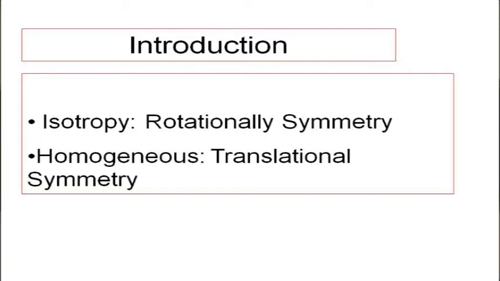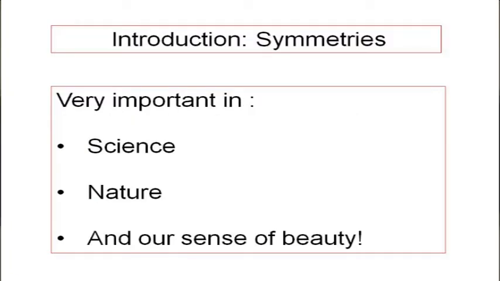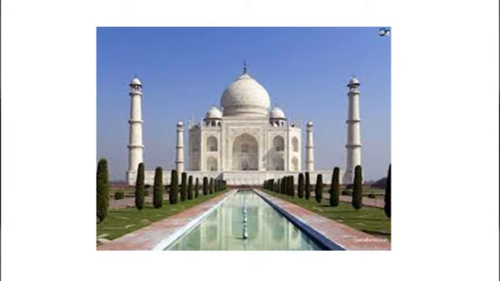So it has these symmetries, and symmetries are important to think about and try to understand. This is important always in science, it's important in nature, and is actually important, as you all know, for our sense of beauty. And we'll use symmetries in an important way in the talk. So let me just spend 2 minutes to try and illustrate that, just because I wasn't quite sure what the audience is like. Here is, of course, a famous example of a very symmetric structure, the Taj Mahal.